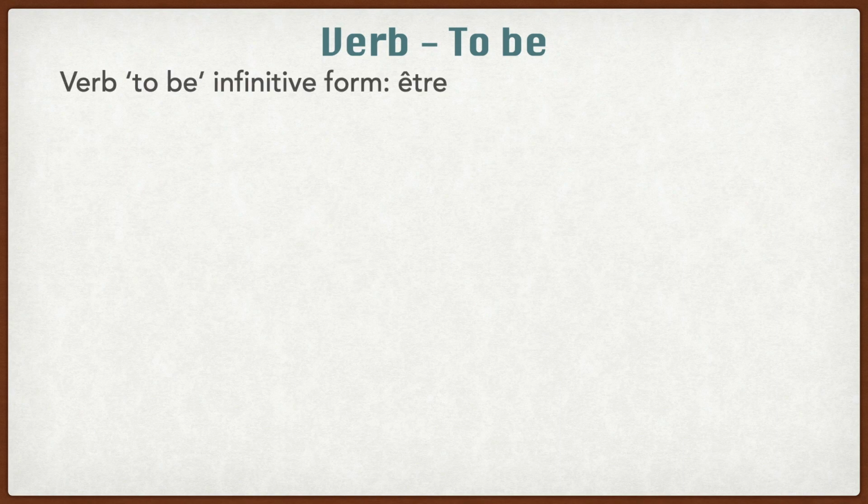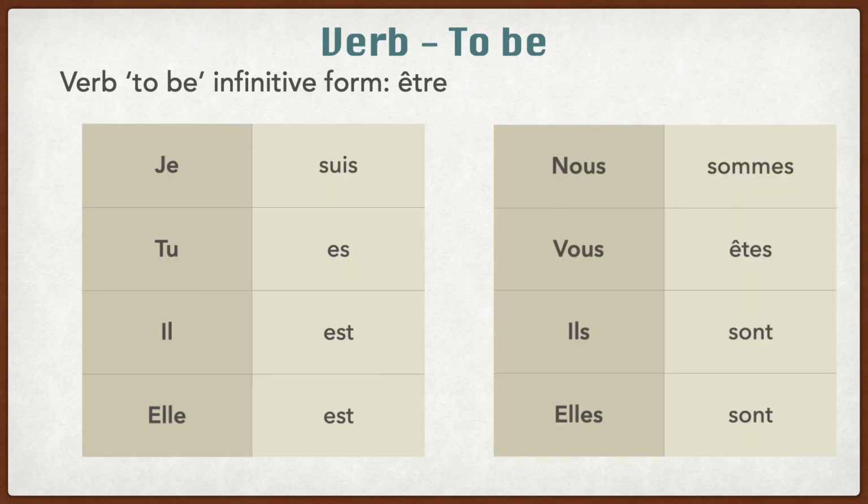Okay, now you understand the basic sentence pattern. The next step is learning verbs. The very basic verb to be comes in the infinitive form, which is être. Now let's show the conjugation for the verb to be. Je suis, tu es, il est, elle est, nous sommes, vous êtes, ils sont, elles sont.